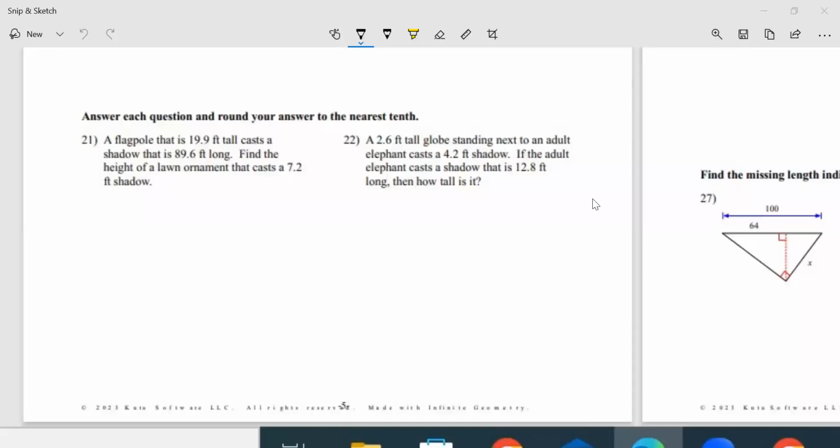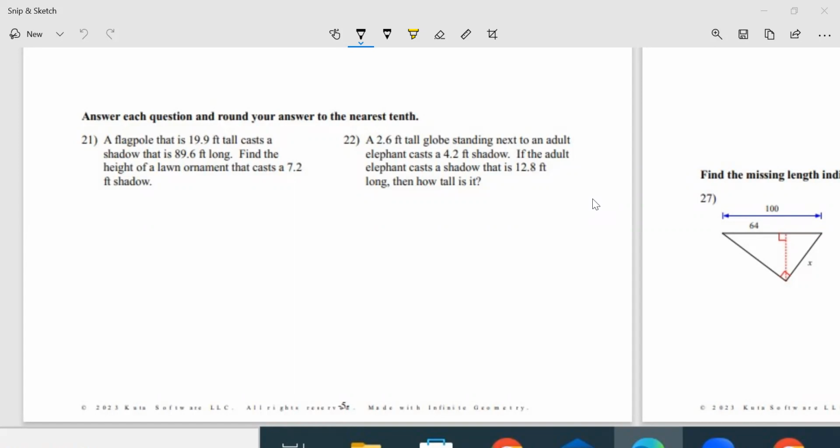Okay, so by now we know how to use similarity. We know that similar means two shapes look the same shape, but they could be different sizes. Now we're going to use similarity to solve real life scenarios.